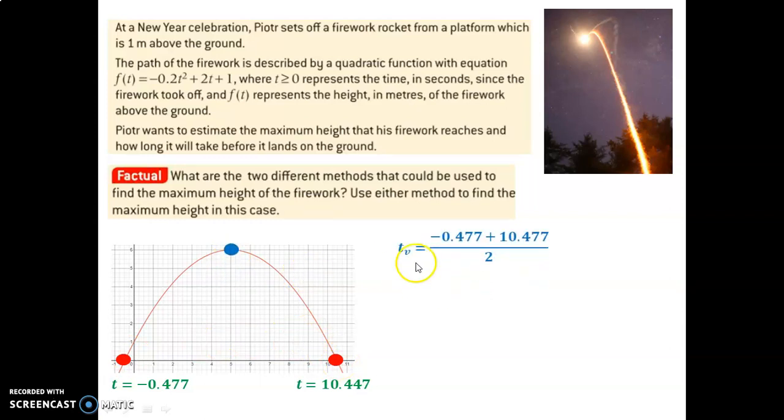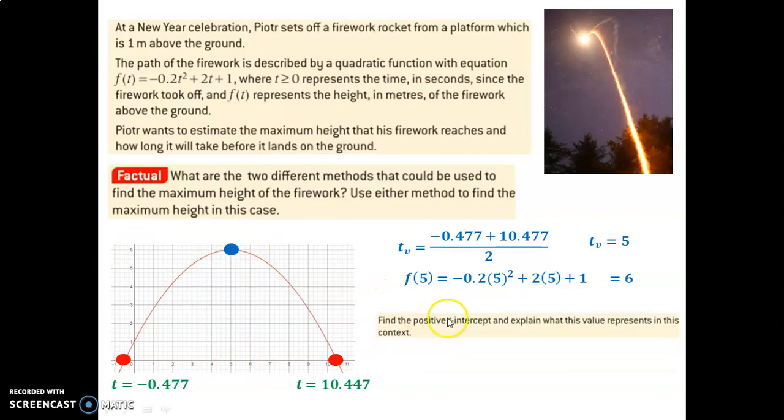So let's try the average. We're looking for the t value of the vertex, which is right in the middle here. The average is you add them up, divide by 2. That gives us a value of 5. Now put that 5 into the function to see what is the actual height of the firework there. So 5 put into the function produces 6, and that matches the graph very clearly here. The point (5, 6) is our vertex.